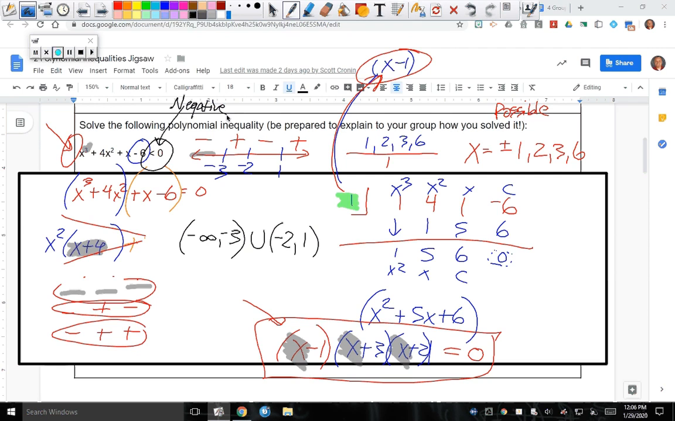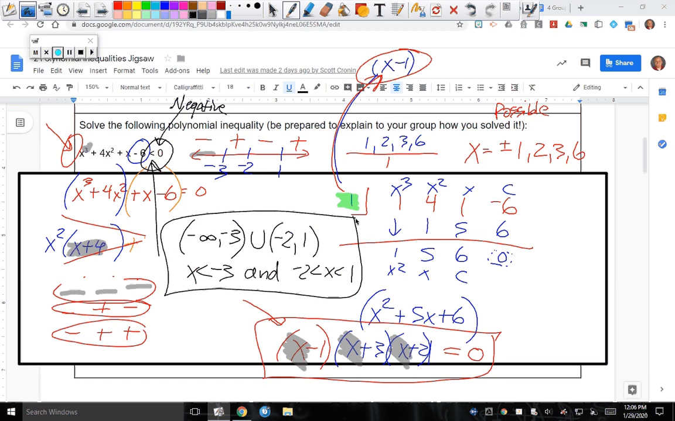Why didn't you include negative 3 and negative 2 though? It would zero out, right? And it did not have an equals here. If it had equals, then you would include it. But because it doesn't have equals, you're not going to include it. And if you chose to put x's that are less than negative 3 and x's that are in between those, either one works.